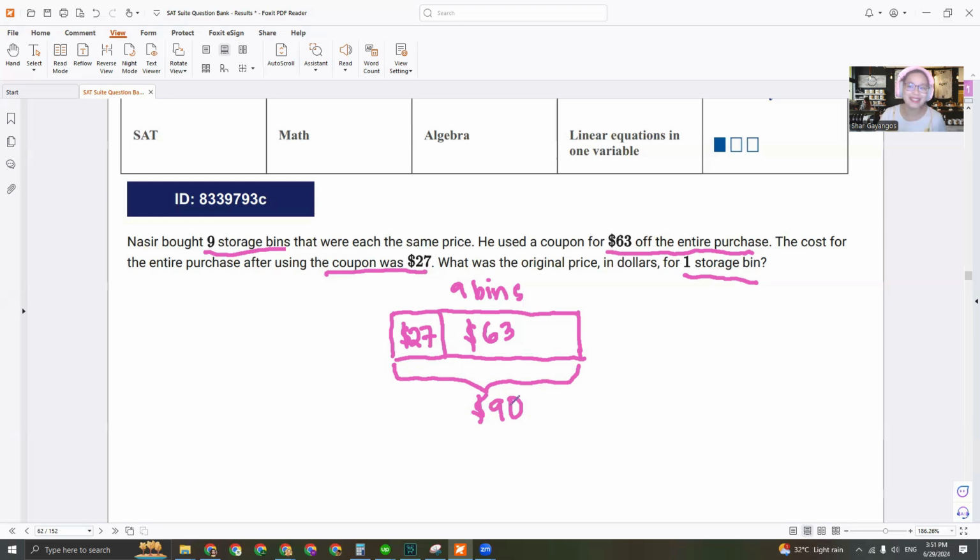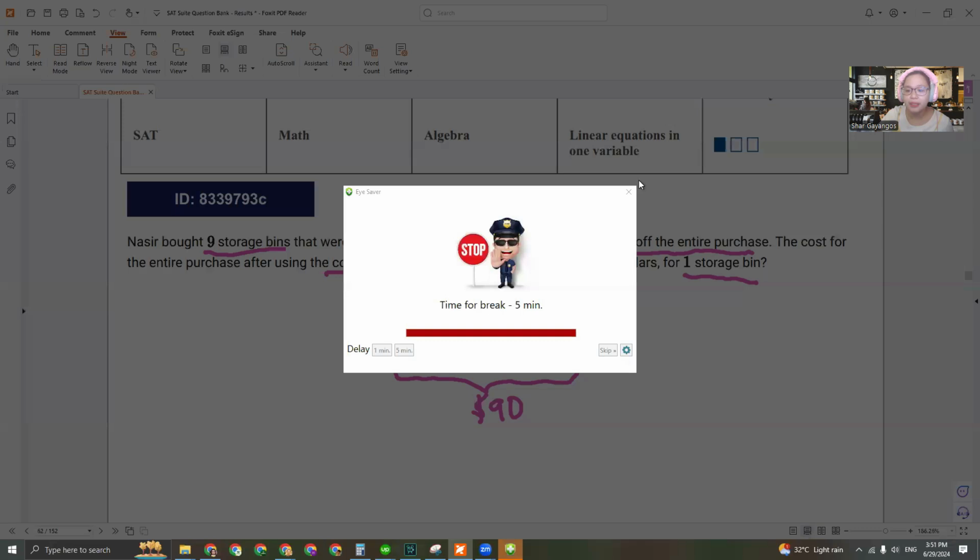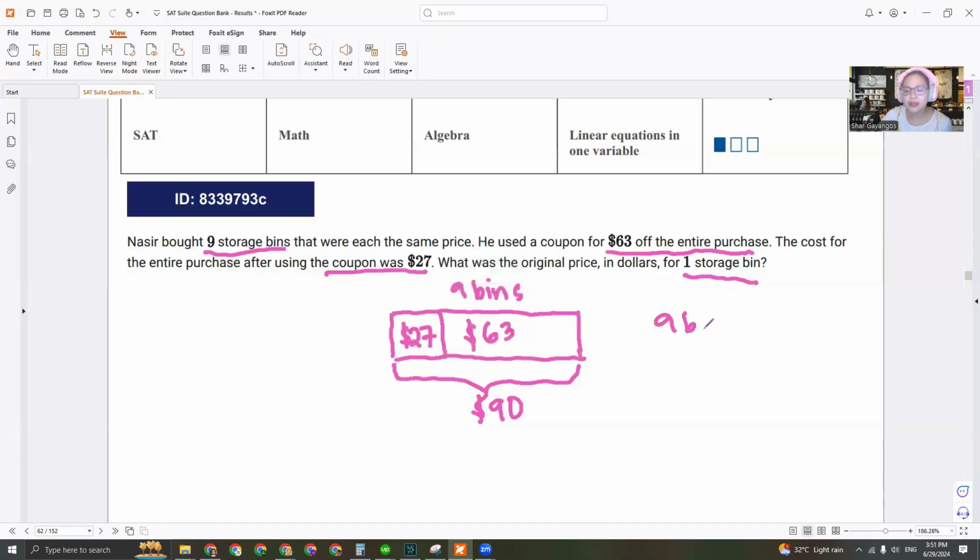If you have been watching my previous videos, you know blocks really help make sense of problems. If you skipped that part, go ahead to the previous video and see how else we can use block models like this to solve simple word problems like this one here. So meaning Nasir paid, the original amount for 9 bins is equal to $90. So meaning one bin is just equal to $10.